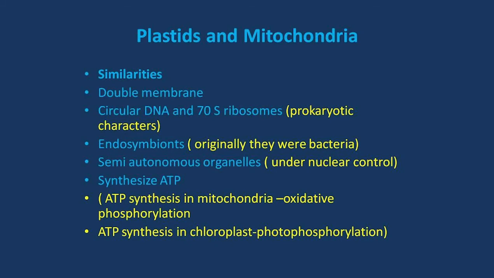Another similarity is both of them synthesize ATP. But ATP synthesis in the mitochondria is called oxidative phosphorylation, whereas ATP synthesis in the chloroplast is called photophosphorylation.